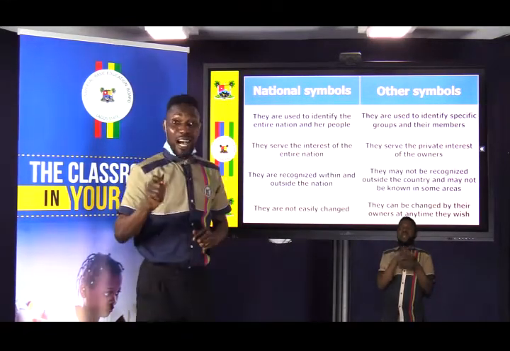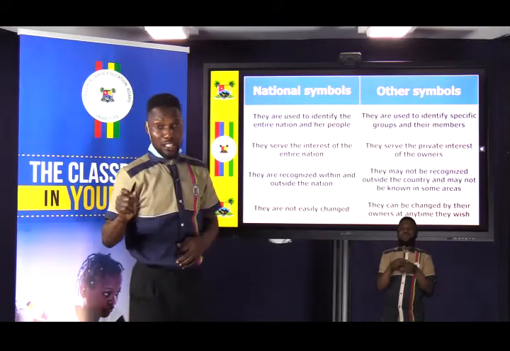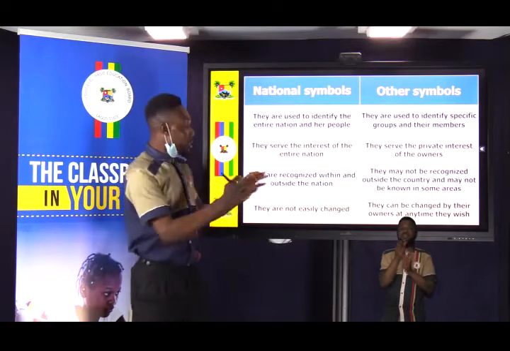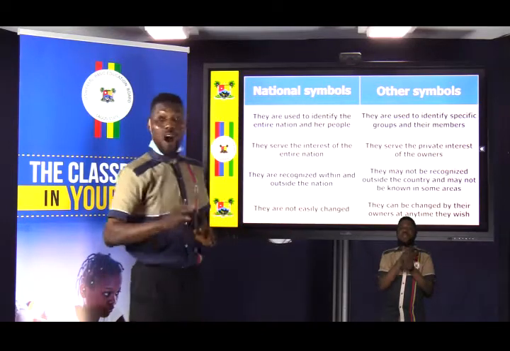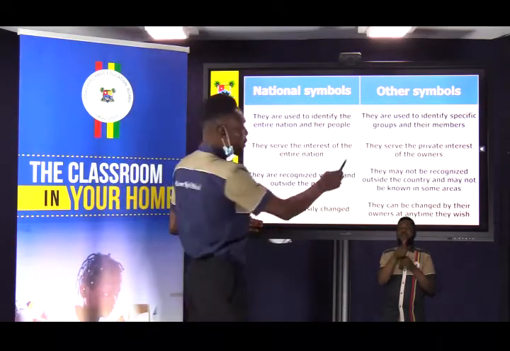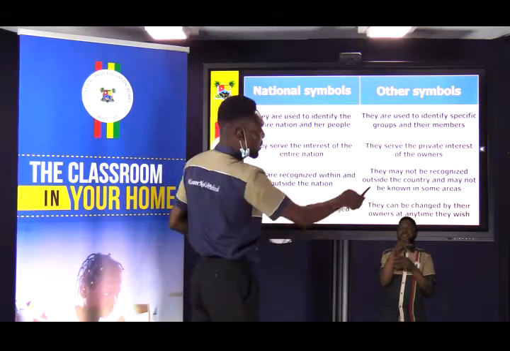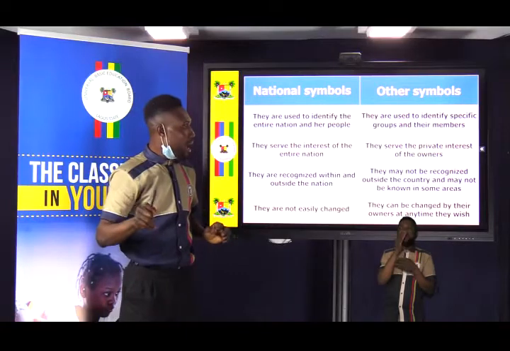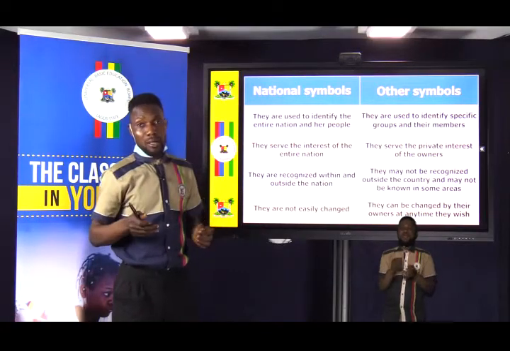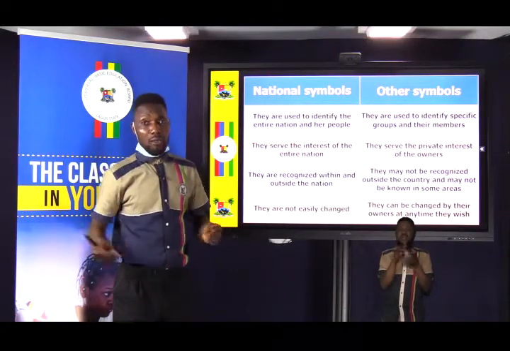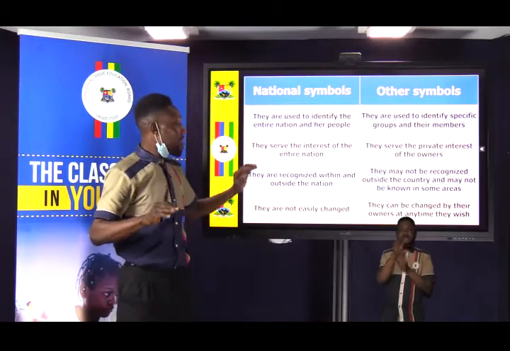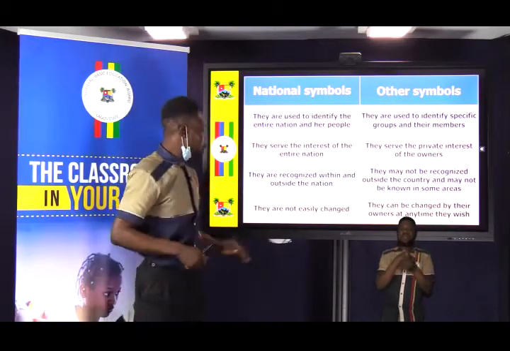They are recognized within and outside the nation. That's the national symbol, and the symbols are recognized within and outside the nation. But other symbols, it could be private symbols, may not be recognized outside the country and may not be known in some areas. It could be known within that area, it could be known within that state, but national symbols are recognized within and outside the nation.